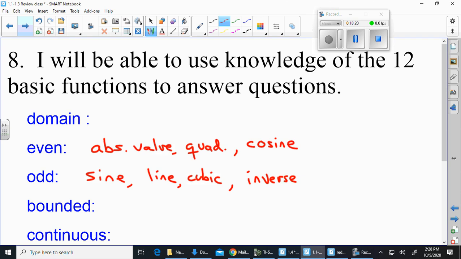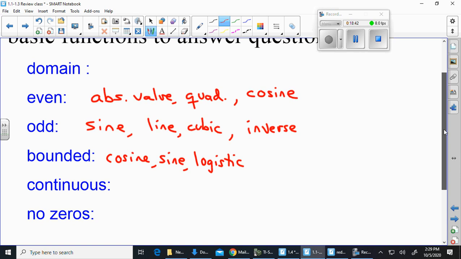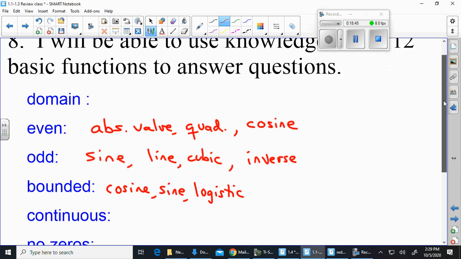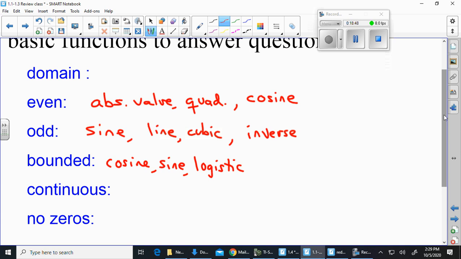Bounded, what are the most famous bounded functions? Cosine, sine, they're between two lines, but you should also know that logistic is bounded because it's sort of like that Egyptian curve. Continuous, anything that doesn't have an asymptote. What's not continuous? The inverse and the step function. So you have to look those over, know certain things. You have to either give me the equation or the name. So look this stuff over. Be ready for that quiz.